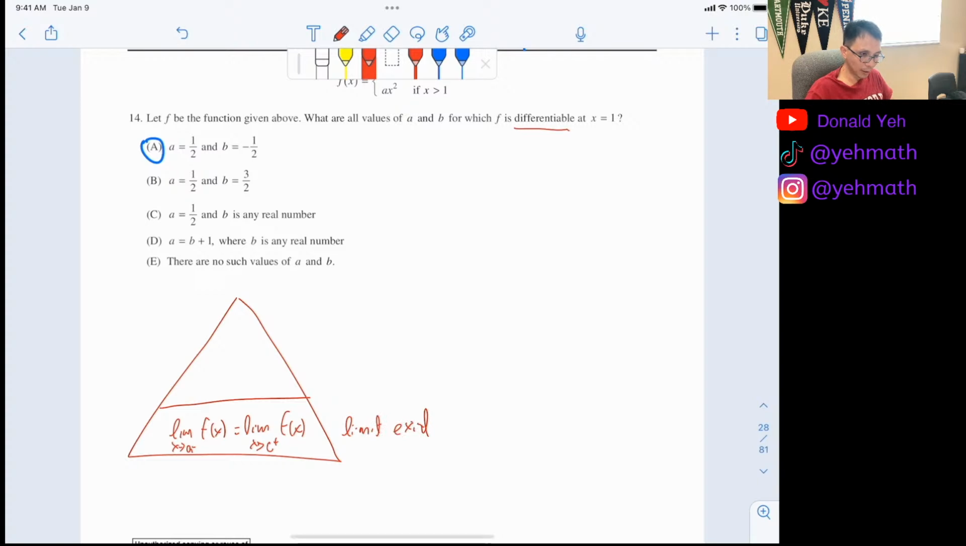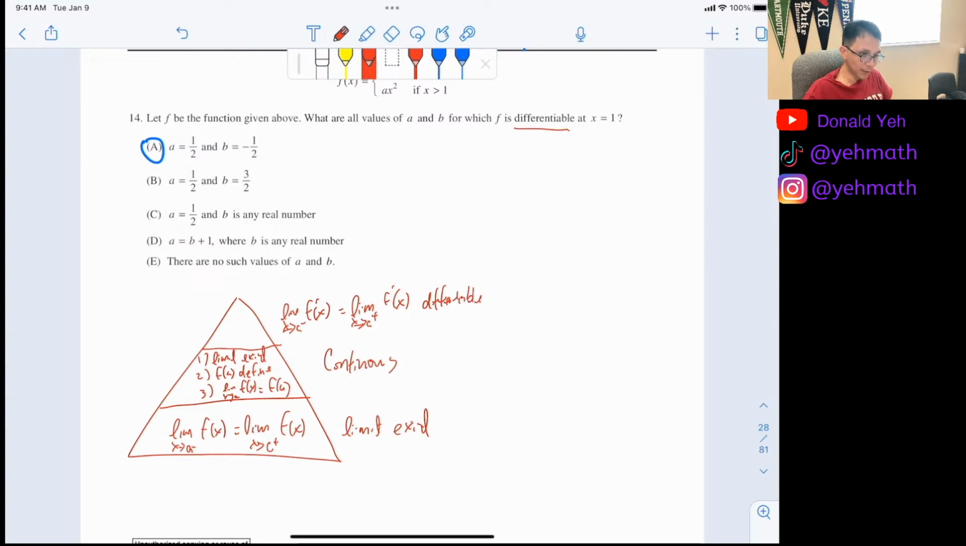The second criteria is f of a must be defined. The third one is the limit as x approaches a of f of x equal to f of a. This is going to be continuous. Last one is the limit as x approaches a from the left of f prime of x equal to the limit as x approaches a from the right of f prime of x. That just means differentiable.